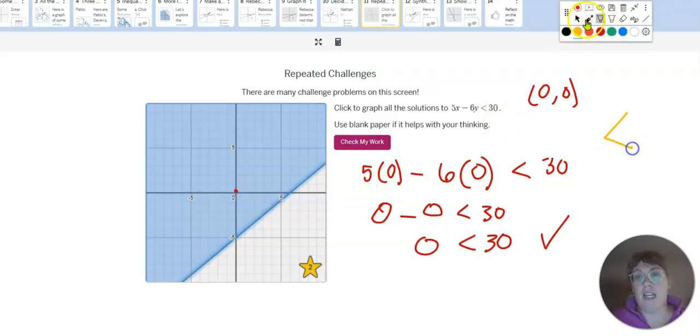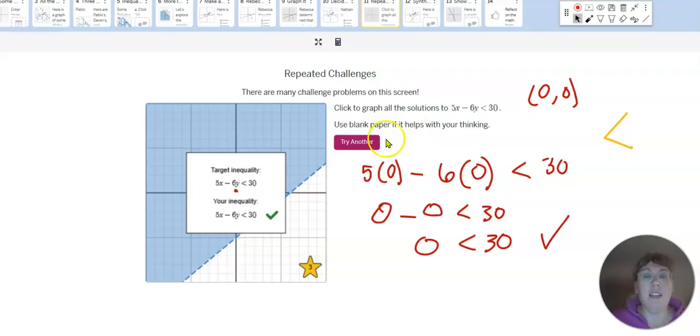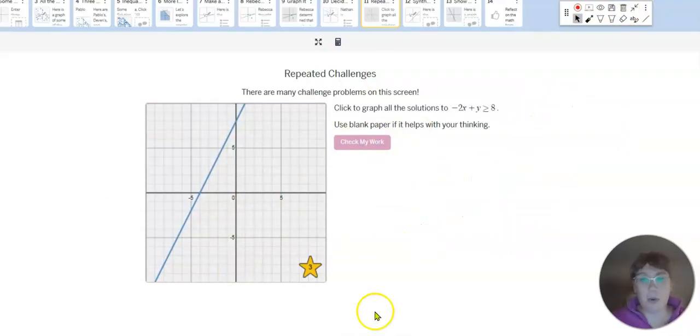Our symbol is just less than, so we're going to make it a dashed line and check our work. Yay! So there's repeated challenges. You can keep getting the practice in. Try more of these. Do as many as you want. At least do the 3 that we just did together, and then push ahead to slide 12.